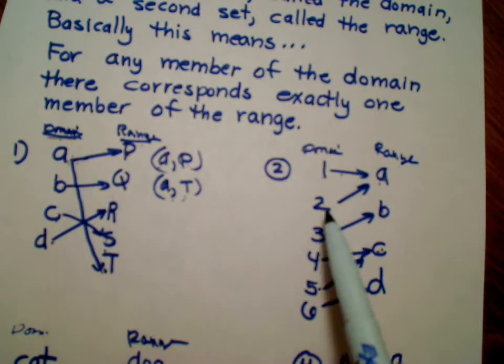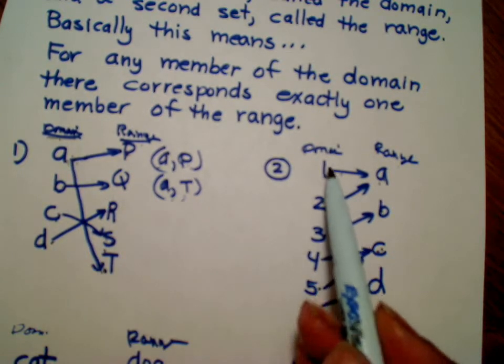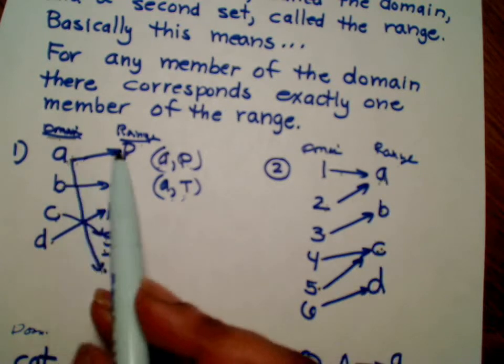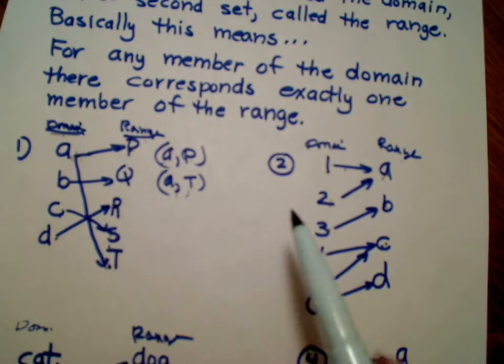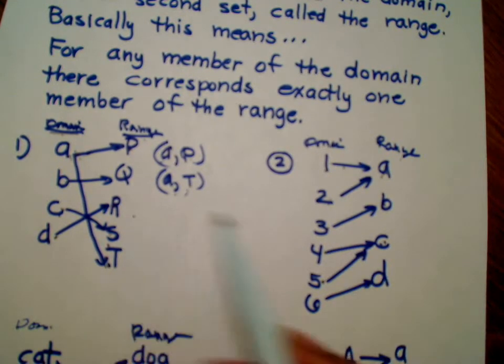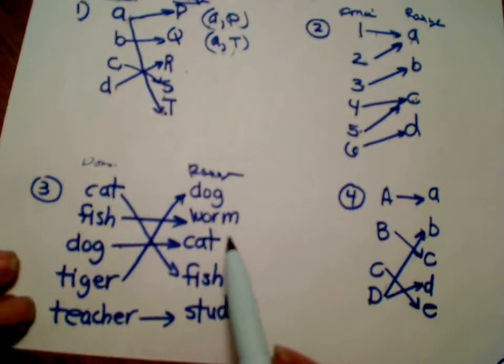This is not a function. This is a function, because it doesn't matter if it's going to the same ranges. It's just that the domains can't repeat. So this is a function. This is not a function, and this is a function.